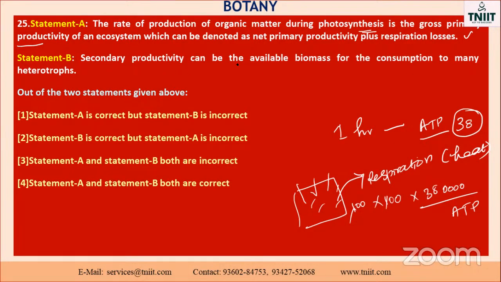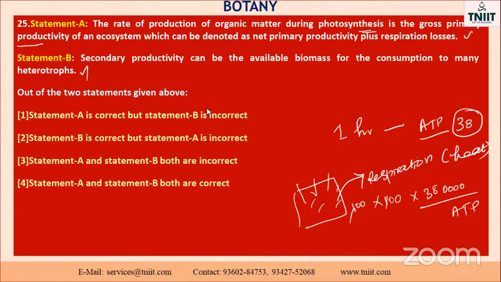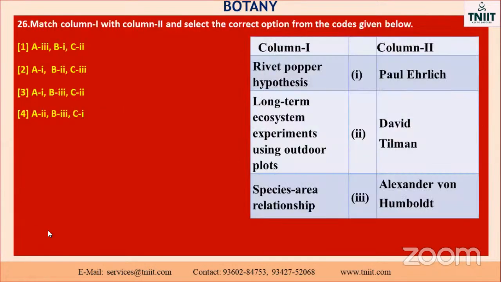The secondary productivity can be available biomass for the consumption of many heterotrophs. Yes, it is also correct. So the option is which one? Say here, both the statements are correct. Okay, both the statements are correct. See here, the fourth one is the correct one.